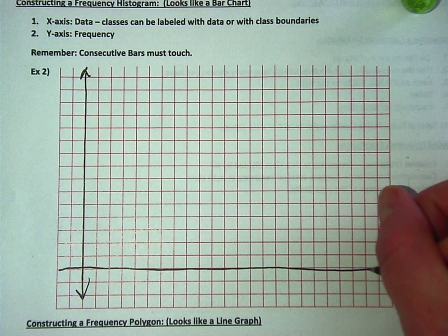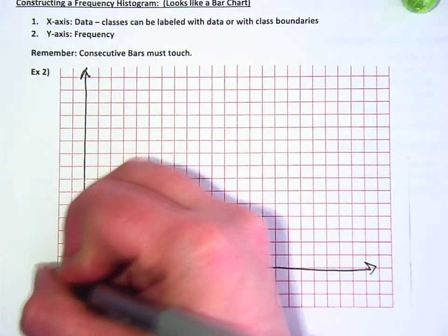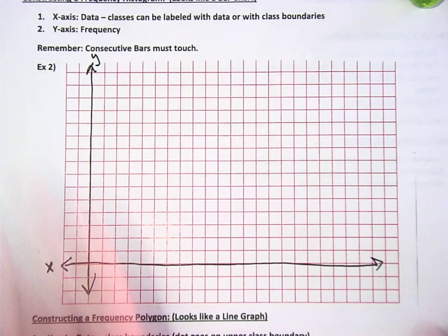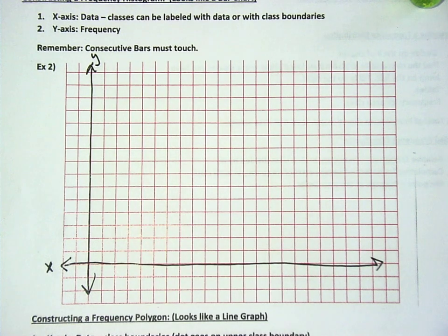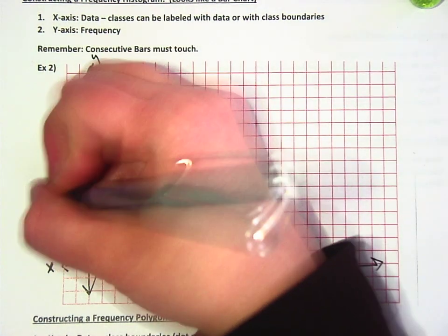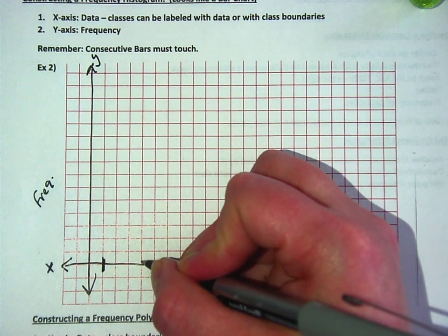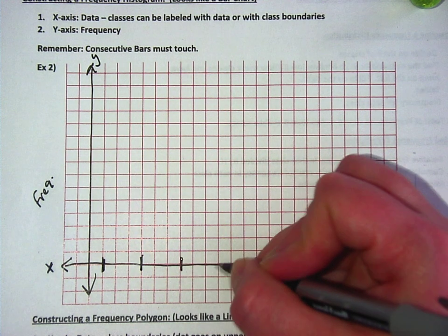I'm also going to insist that every graph you make for me, as in a graph that is actually quantitative, is on graph paper, that you always mark the x-axis, you always mark the y-axis. All right, let's see, classes can be labeled with data or with class boundaries. And then the y-axis is the frequency. So over here we've got the frequency, and I'm going to put some marks down for my things. How many we got? 5?